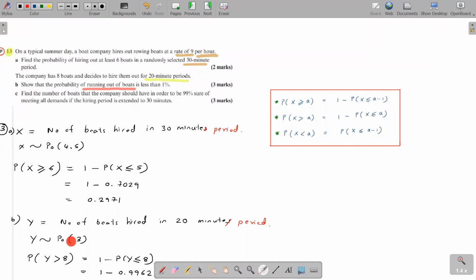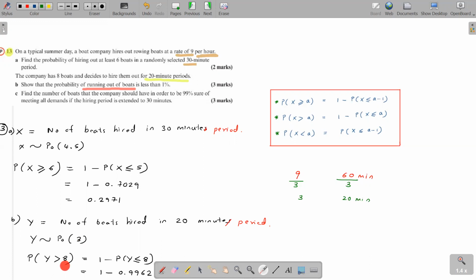And guys, what about this 3 here, the lambda? You can see it's a 20-minute period, right, guys? So per hour is 60 minutes. So lambda is 9 for a 60-minute interval. So I should divide 60 by 3, right, to get 20 minutes, so 9 divided by 3. So I have 3. My lambda value is 3 for a 20-minute interval. Okay, so that's the lambda value here.